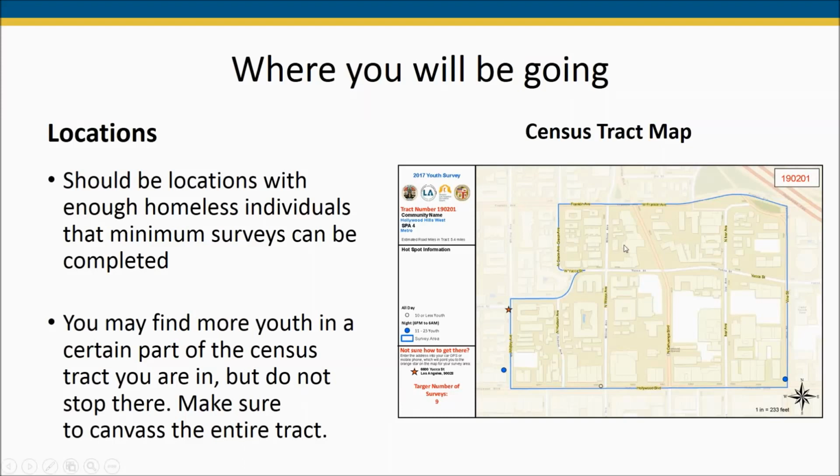Just to give you an idea, look at the map on the right. This is the map that you will be bringing with you when you're going out to do the surveys. And please pay attention to these blue boundaries. This is the boundary for the census tract that you are surveying and canvassing, and make sure that you're staying inside of the boundary. If you go outside of the boundary and survey in those areas, those are not going to be counted toward the total homeless count.